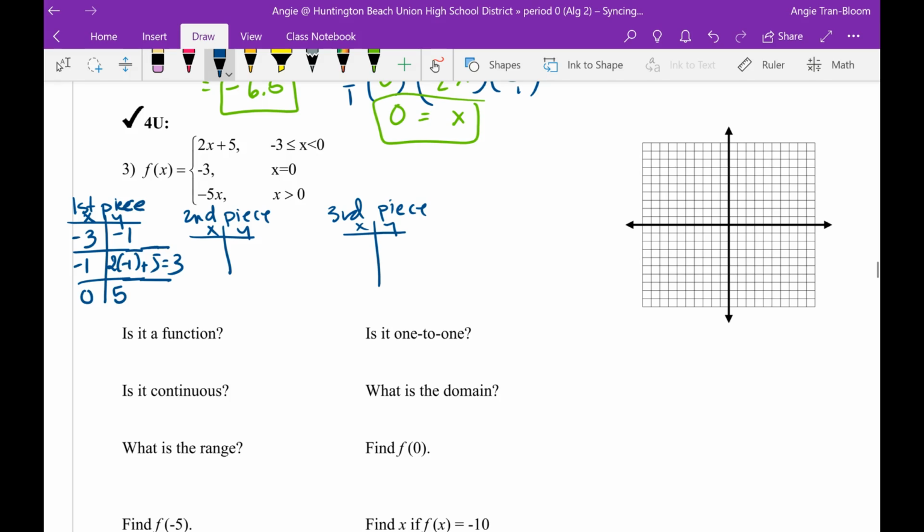Okay, so let's plot that. -3, -1. Class, is this open or closed circle at -3? Closed, because it's an equal right there. And then -1 goes to +3, right there, and 0 goes up to 5. Open circle or closed circle at 0? Open. Okay, so that's kind of where that is.